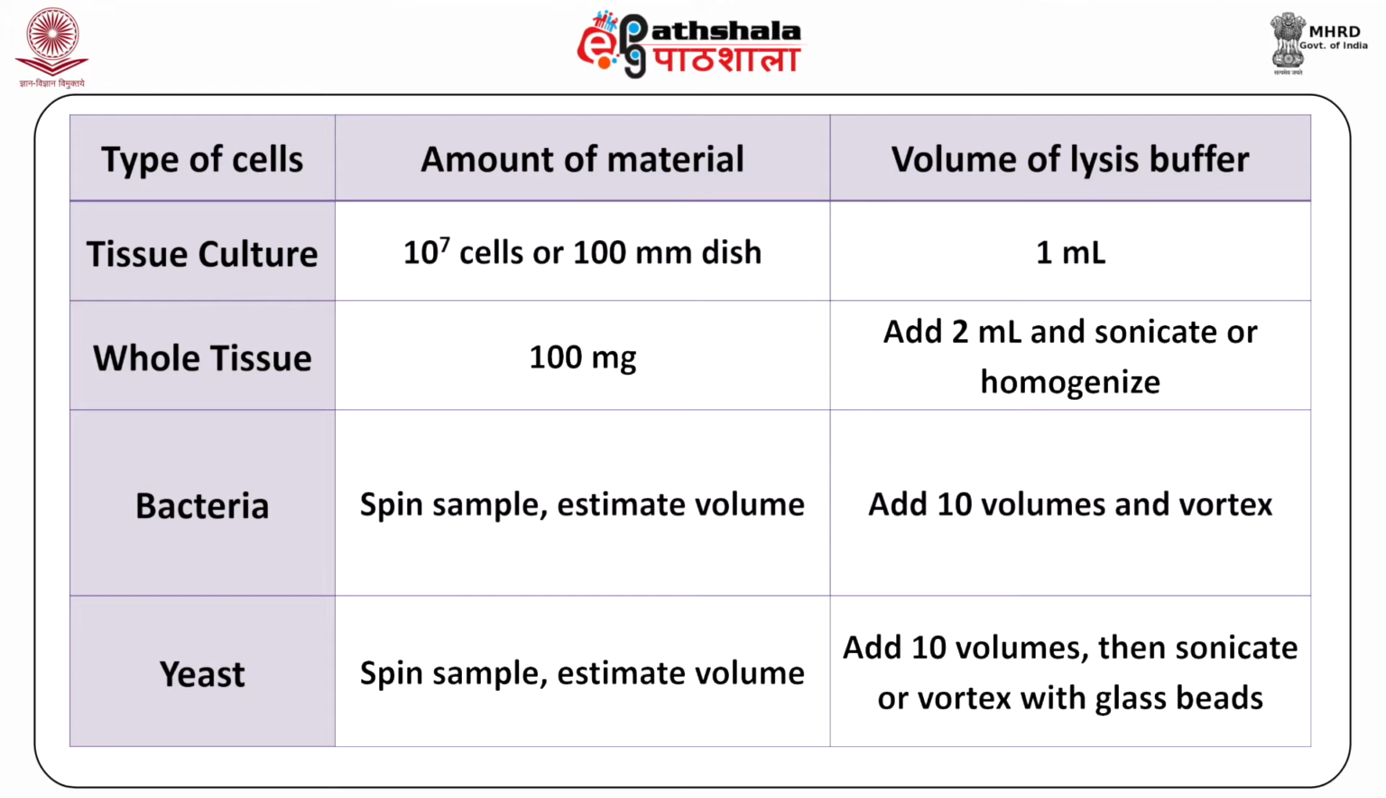and sonication or homogenization. For bacteria, the amount of material should be spin sample estimate volume, while the volume should be 10 volumes and vortexing. For yeast, the material should be spin sample estimate volume, while the volume of lysis buffer should be 10 volumes followed by sonication or vortexing with glass beads.